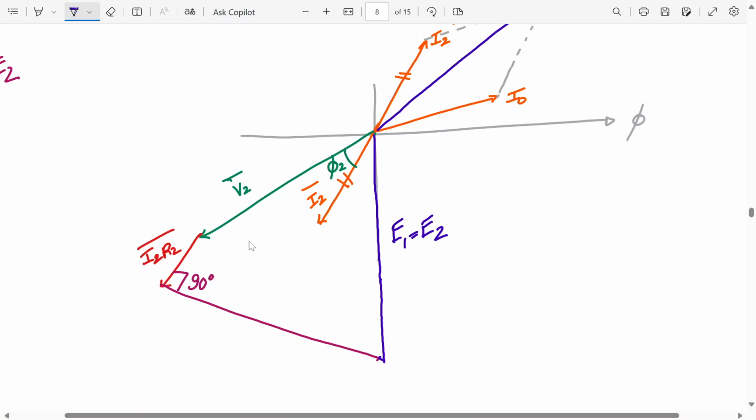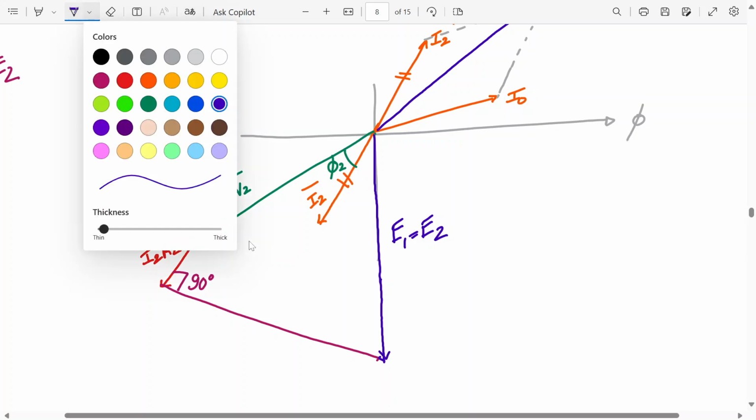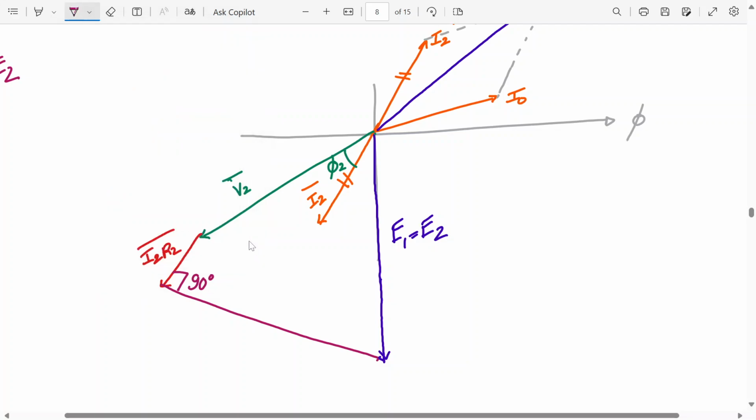Somewhere around here. Okay. So this is E2 equal to E1, and this will be I2 X2. So your E2 bar is V2 plus I2 R2 plus I2 X2. Agree?